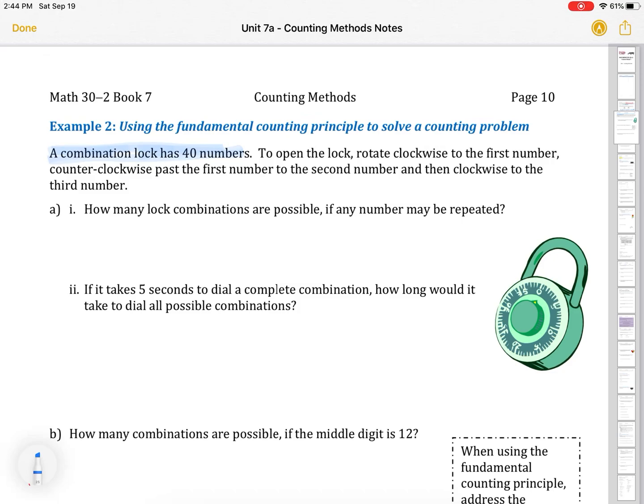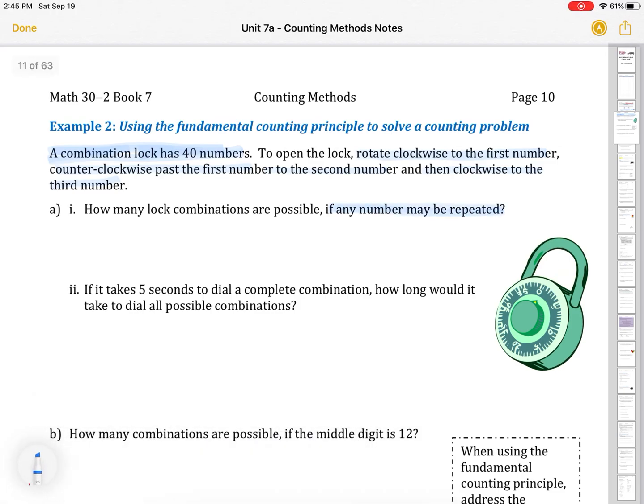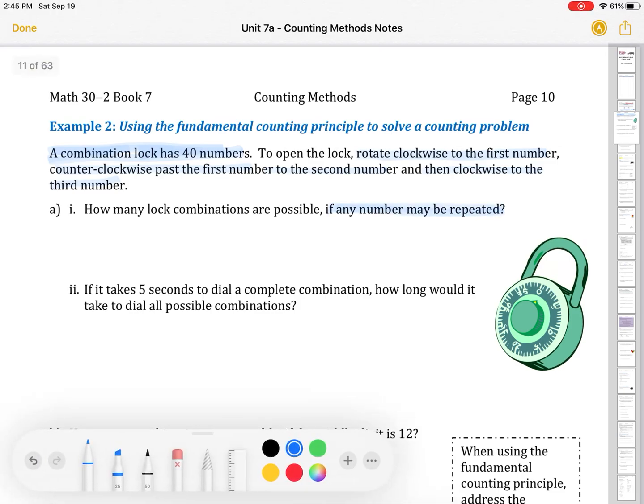So let's look at this situation here. We have a combination lock with 40 numbers. To open the lock, you rotate clockwise to the first number, rotate counterclockwise past the first number to the second, and then clockwise back to the third. Most combination locks work that way. Question A says, how many lock combinations are possible if, and this is important, if any number may be repeated?